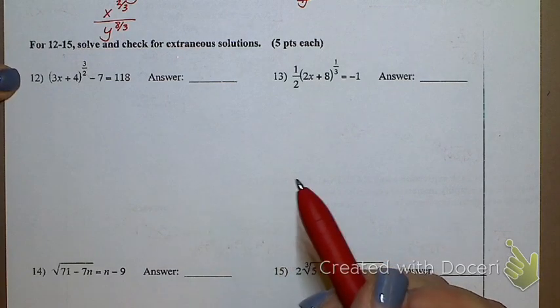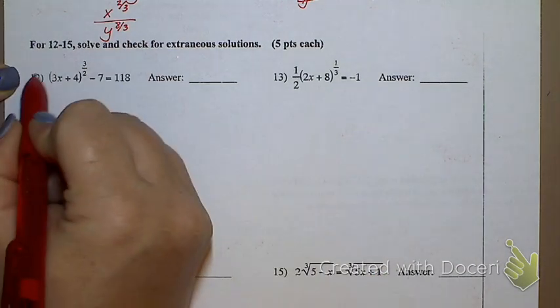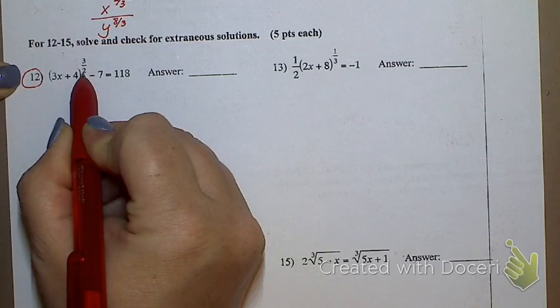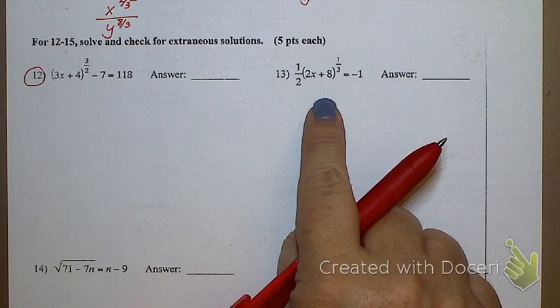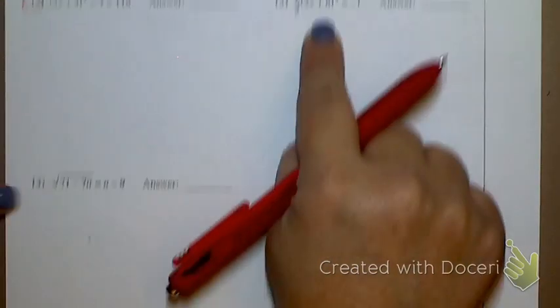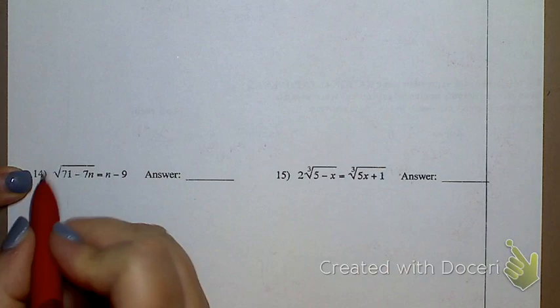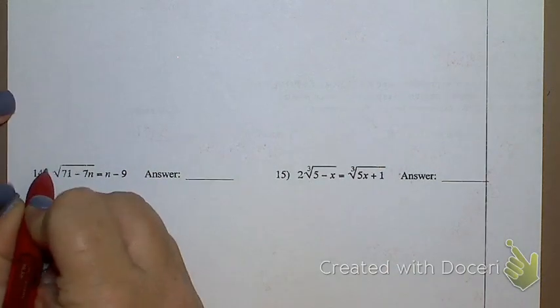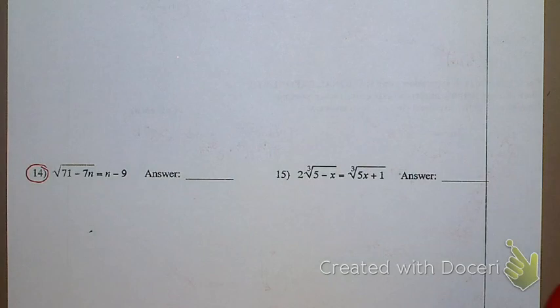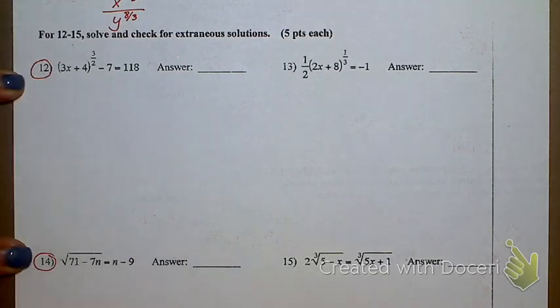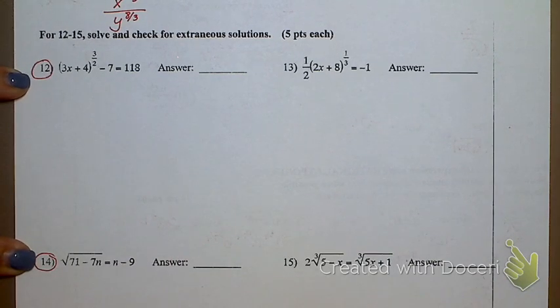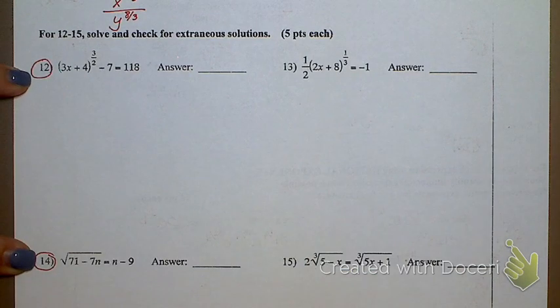So, in number 12, do I have an even index? Yes. How can I tell? Because in a fraction form, it's the denominator that's the index. In number 13, do I have an even index? No. 14, do I have an even index? Yes. There's no index written, which means it's an index of 2, which is even. In number 15, do I have an even index? No. So, 12 and 14 are the ones where my extraneous solutions could possibly happen. They will not happen in 13 and 15 because those have odd indexes. I have to check my answers for 12 and 14.